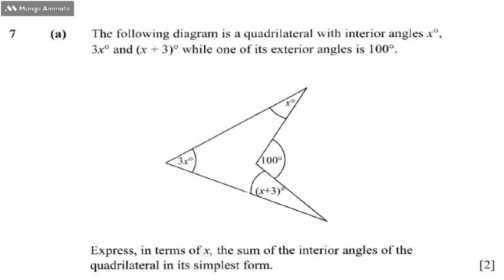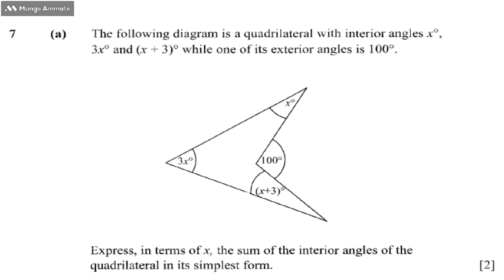Okay, I'll go through the question again. The following diagram is a quadrilateral with interior angles x degrees, 3x degrees, and x plus 3 degrees, where one of the exterior angles is 100 degrees.